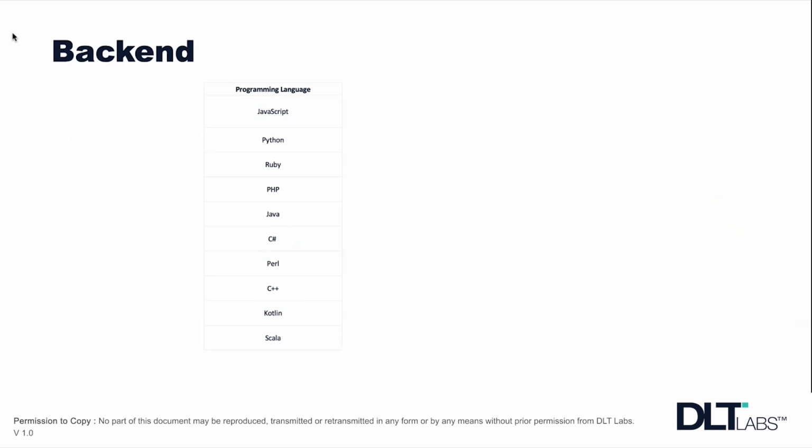So there are certain languages which can be used in the backend technologies. For example, JavaScript, Python, Ruby, PHP, Java, C Sharp, Perl, C++, Kotlin, and Scala.